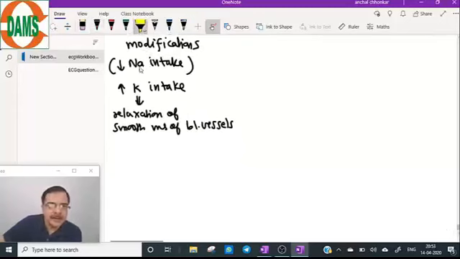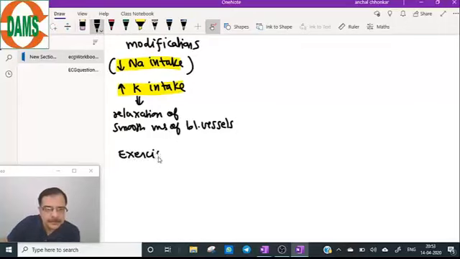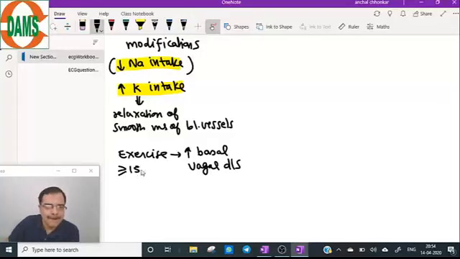As well as we will try to motivate the patient for exercise. So the third component of the lifestyle modification is the exercise, as exercise leads to increased basal vagal discharge. So this will help in controlling the blood pressure.